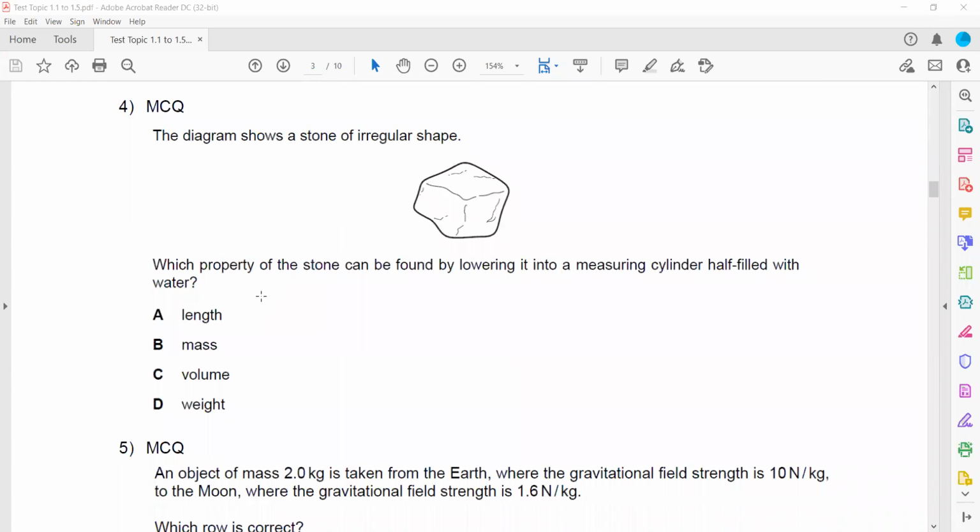The diagram shows a stone of irregular shape. Which property of a stone can be found by lowering it into a measuring cylinder? So when we lower this into a measuring cylinder, there will be a change in the level of the liquid in the measuring cylinder as we lower. So using that concept, we can work out the volume. That's why C is the right answer.